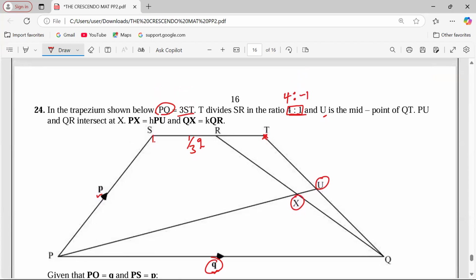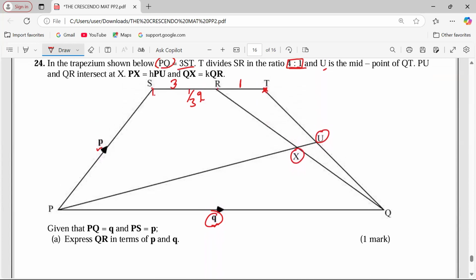When we interpret the ratio of 4:1, it means from S to T, we have 4 proportions. Then from T back to R, we have only 1 proportion. So 1, 3, that way.